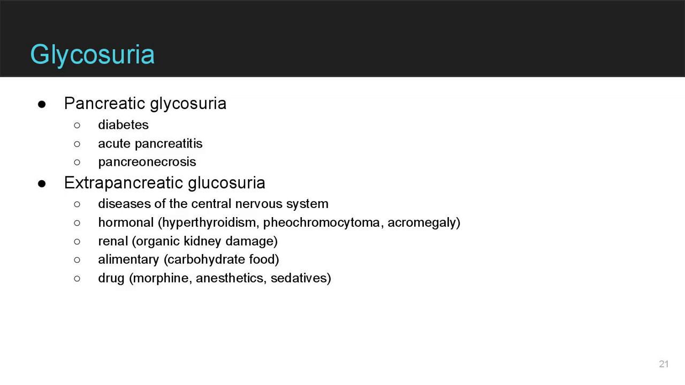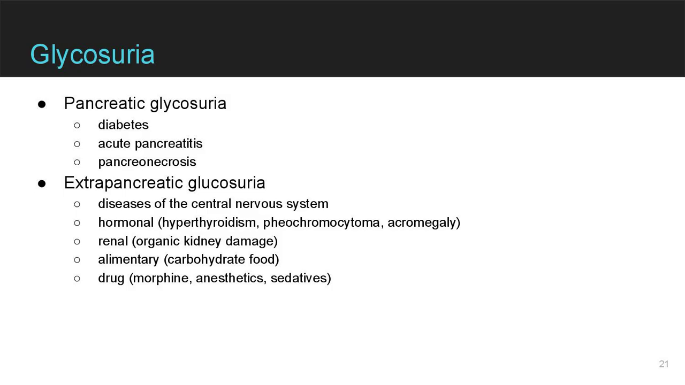And pancreonecrosis means damage of pancreas. As a result there is accumulation of glucose in blood, and after filtration, this glucose could not be reabsorbed, could not be transported into blood, and as a result there is glycosuria. That means that we can find high concentration of glucose in blood.